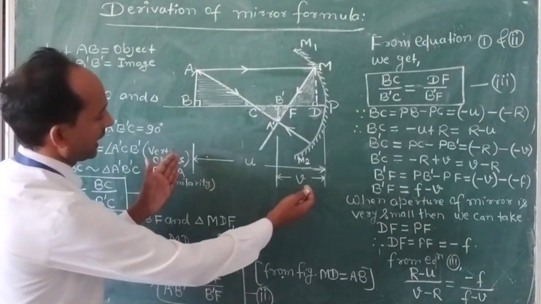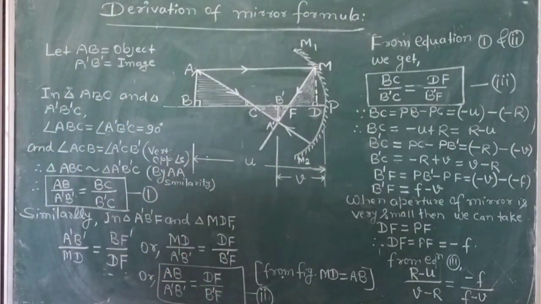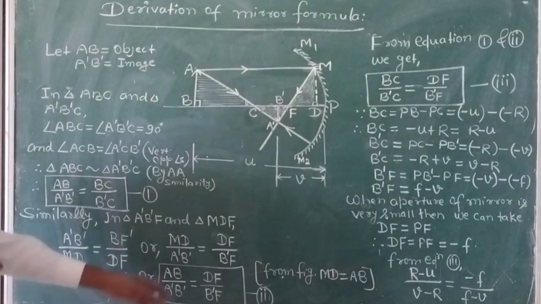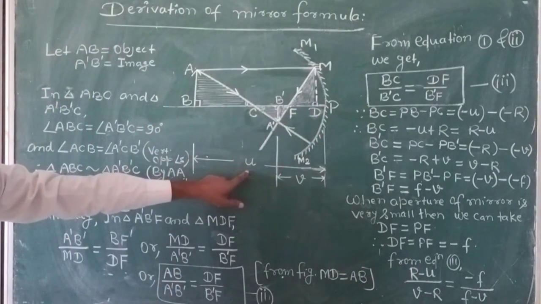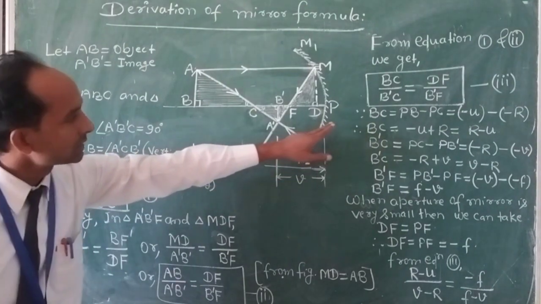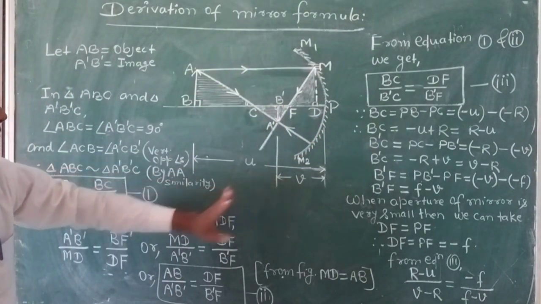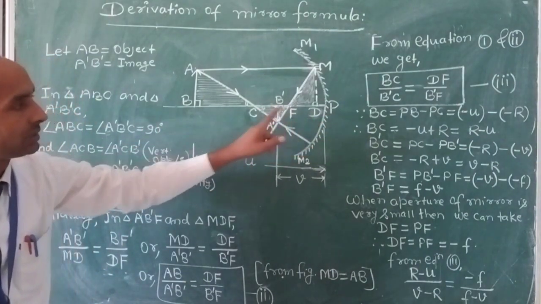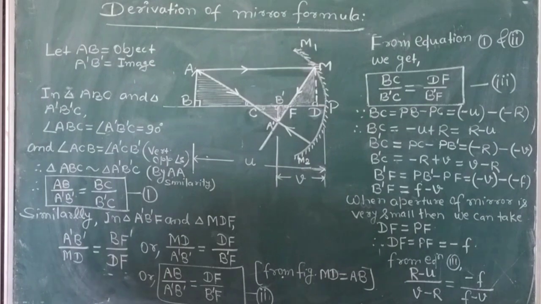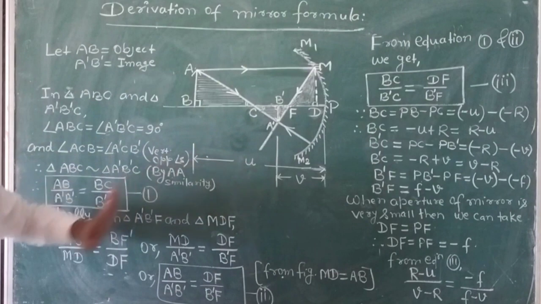Now we know that all distances are measured from the pole of the mirror, and therefore the distance from the pole to the object is taken numerically as U, and the distance from the pole to the image is V in numerical form. Now the distance from P to F is the focal length, small f. So this is about the figure.